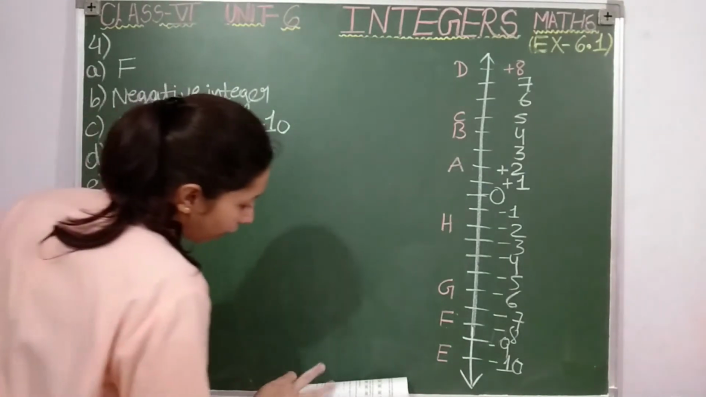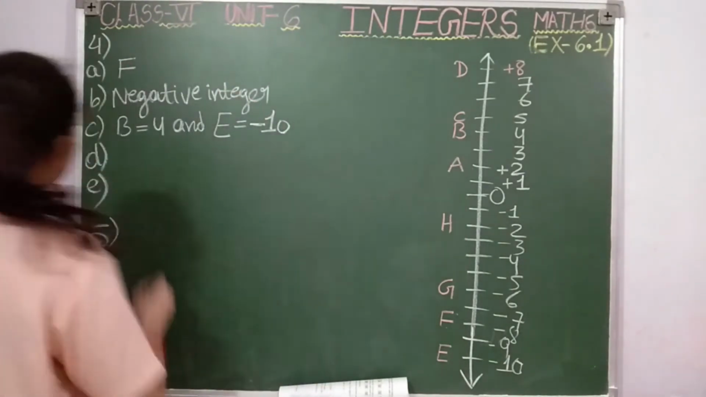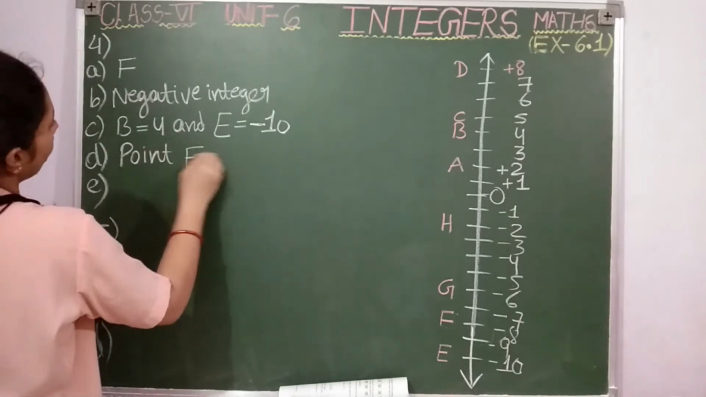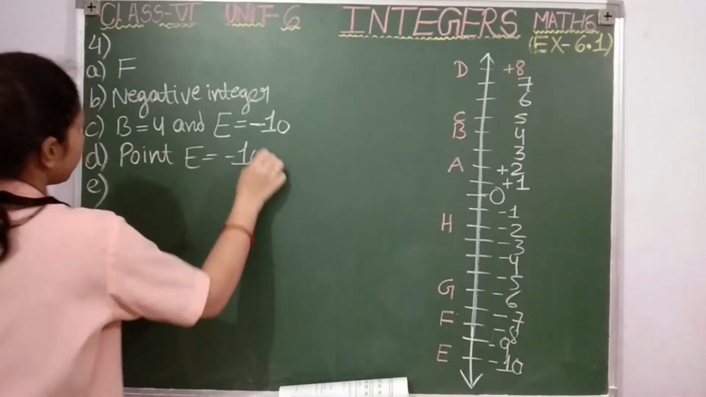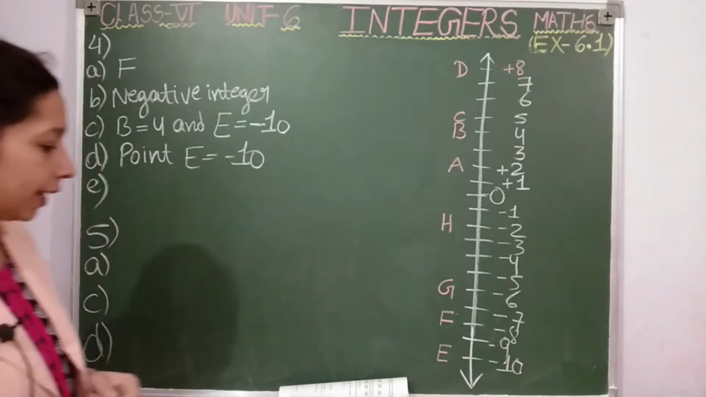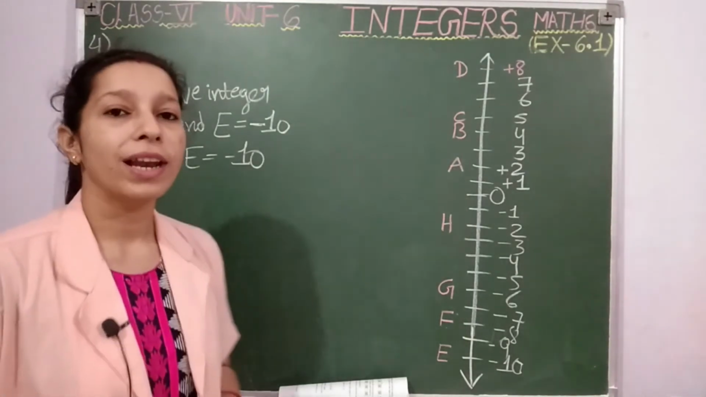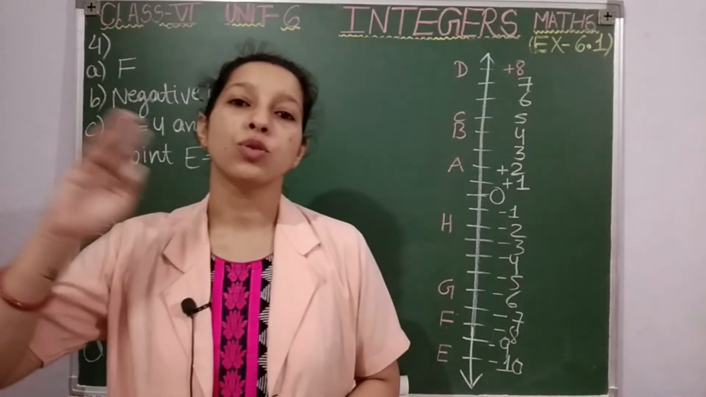So D point we are going to write point E. Understood? Because point E is representing -10. Okay students, then question number E. Arrange the points in decreasing order of value. Decreasing order of value means from the greatest to the smallest.